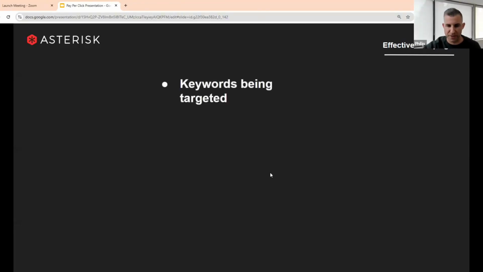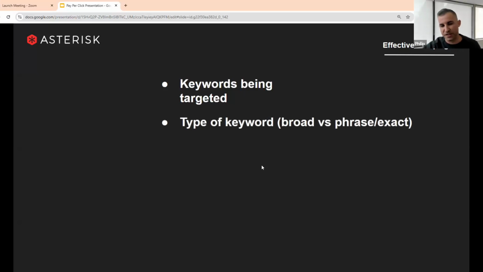So of course you have to be targeting the right keywords, right? You can't have different keywords sending it to different ad copy. You need the right type of keyword. This is kind of getting a little more technical, and if you've played in the Google ad space, you kind of know the difference between broad and phrase and exact match. But broad will give you a lot of terms that you don't want, so it's better to focus on phrase and exact.